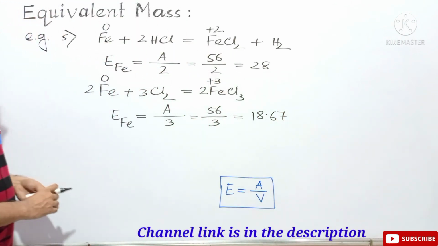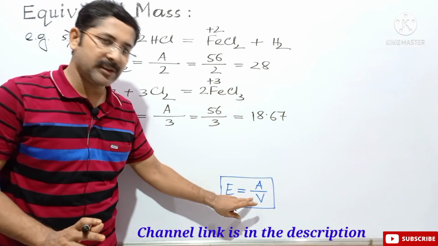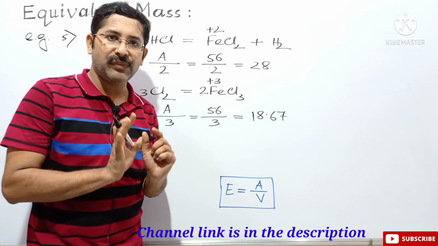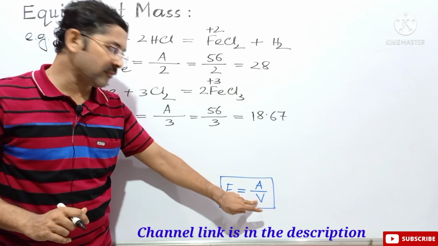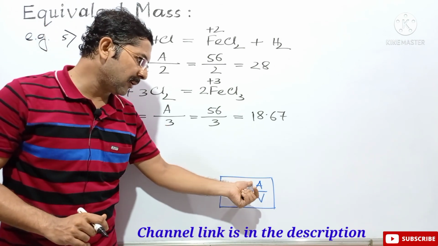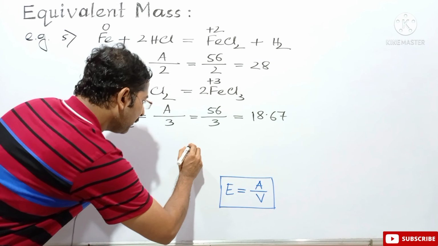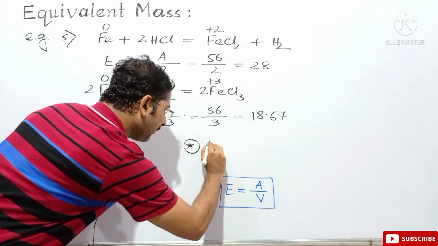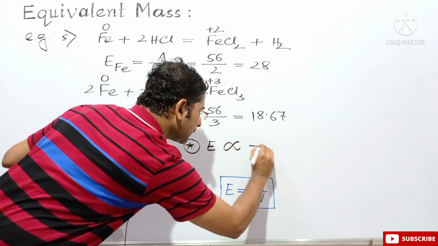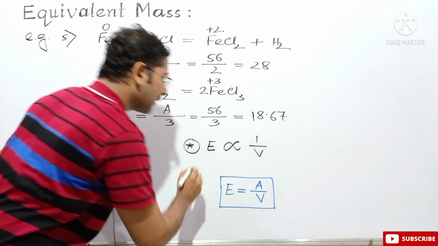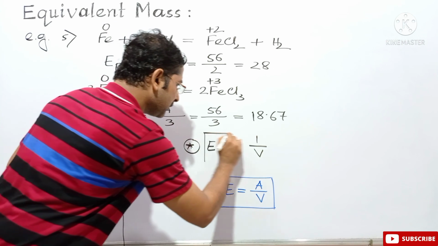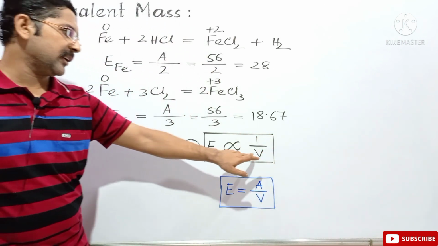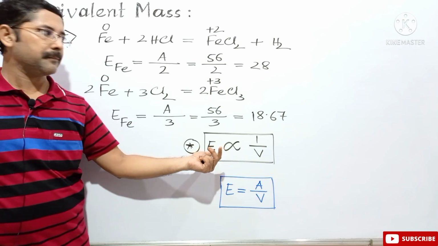So the conclusion we can make from here is that the equivalent mass of an element is not a fixed quantity. It varies with V. Actually, atomic mass of the element is a constant. So we can write equivalent mass is inversely proportional to V, so E proportional to 1 by V. This is important. As the valency of the element increases, its equivalent mass decreases.